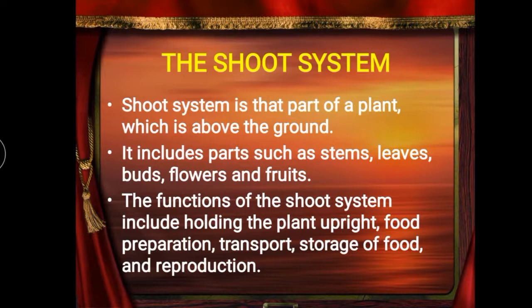Do you understand? So what is the shoot system? It is the part of the plant above the ground level. What are the parts of the shoot system? Stem, leaves, buds, flowers, and fruits. Do you understand? Now we are going to learn separately about the stem, leaves, buds, flowers, and fruits.